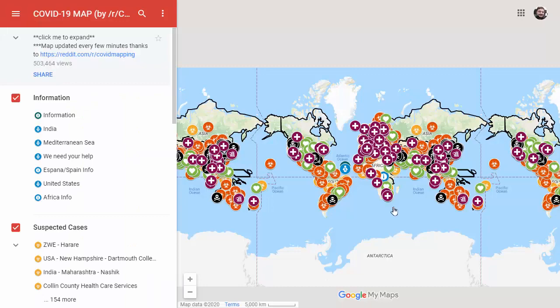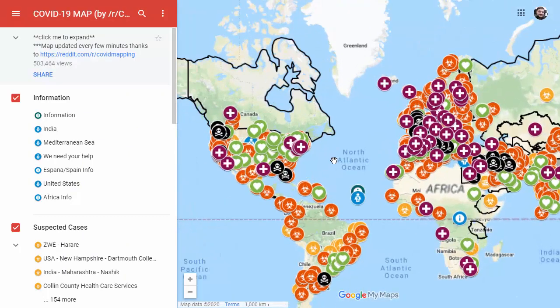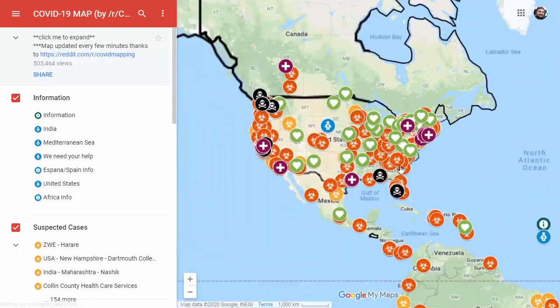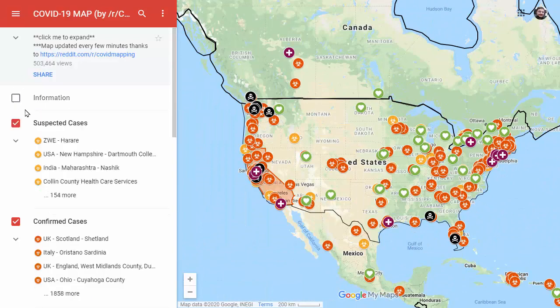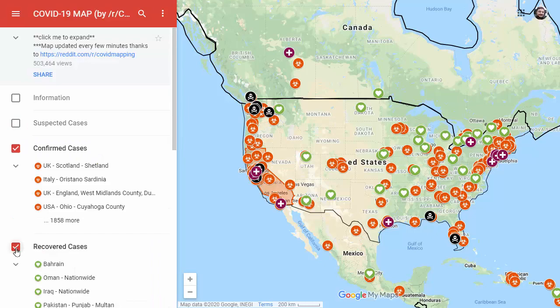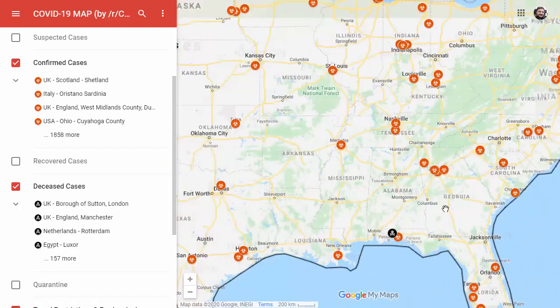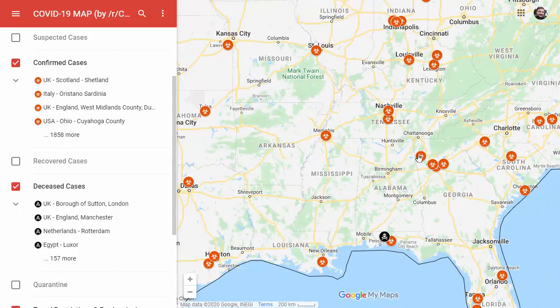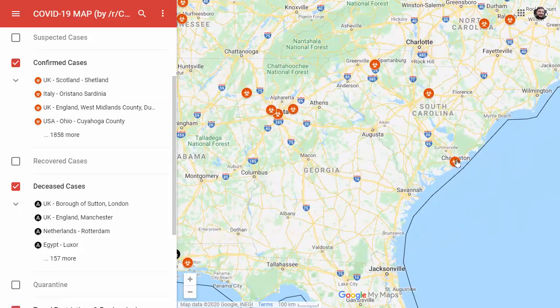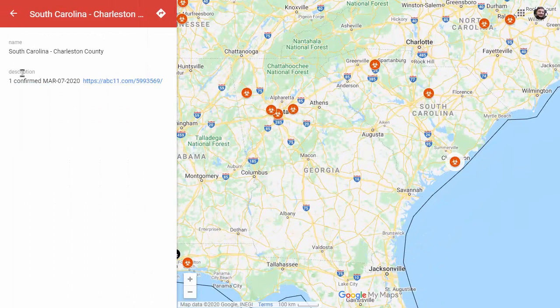I like this one a good deal because it has specific icons and layers that you can turn on and off. Over on the left-hand side, you can disable informational ones. You can even disable suspected cases. And you might disable all the recovered cases as well, leaving only those that are confirmed or cases where people have been deceased. What I like about this map is that if you click on any of these things, you can see that they cite their sources as to where they got that information from, and they link to it.